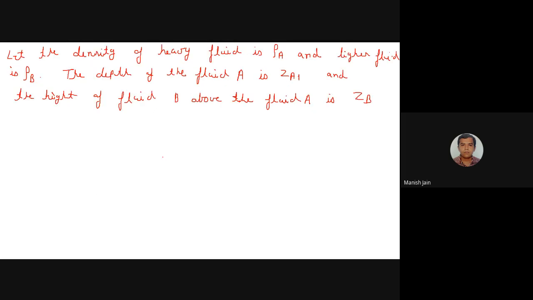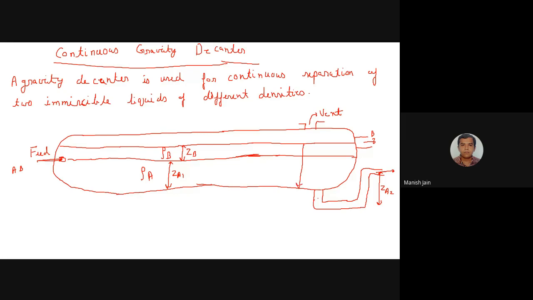The total depth of the liquid in the vessel is ZT. So what is the ZT? Basically ZT is this total depth here to here. This is ZT. So ZT equal to ZA1 plus ZB. So this is the height where you have the vent for taking the fluid B out. है ना? तो यहाँ पर जो आपका pipe है जिससे आप fluid B निकाल रहे हो, that has the elevation of ZT. Okay.